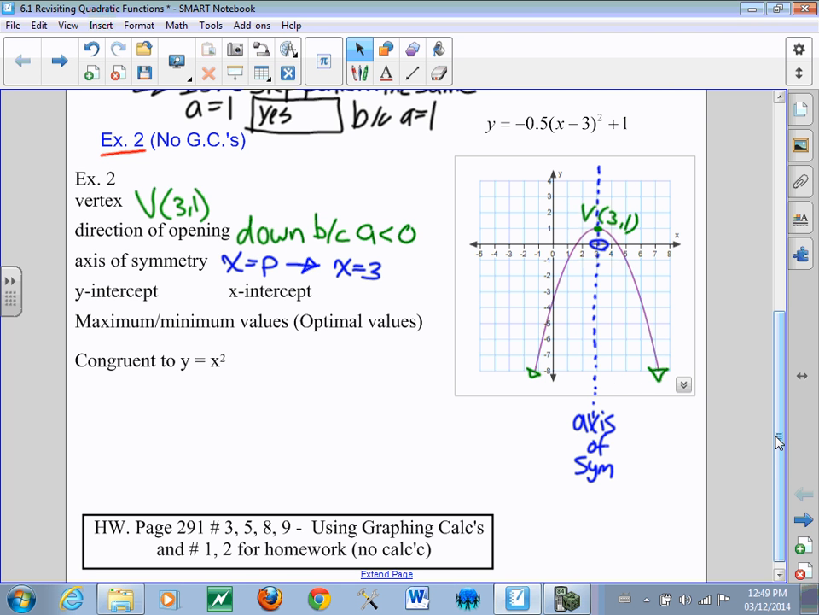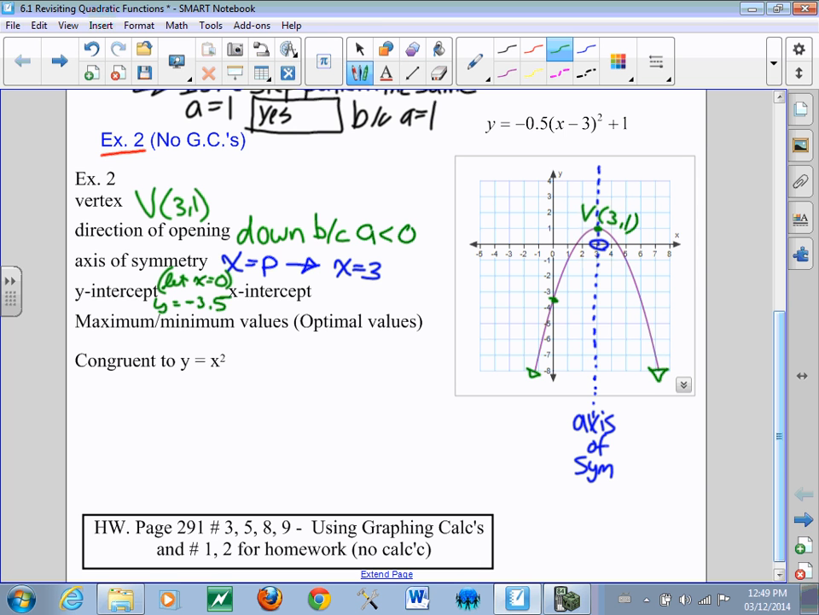Okay, so to find the y-intercept, you're going to let x equal 0. Okay, so if you're going to let x equal 0, we look on the y, and visually, folks, it looks like for the y-intercept that it's negative 3.5.